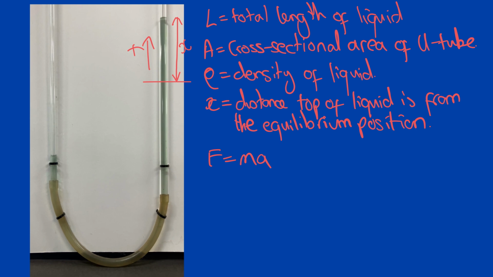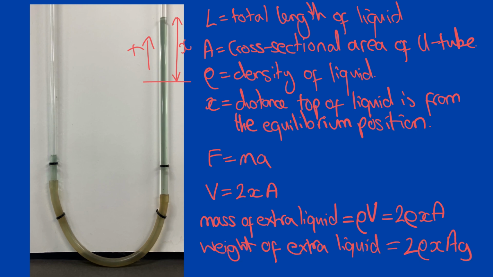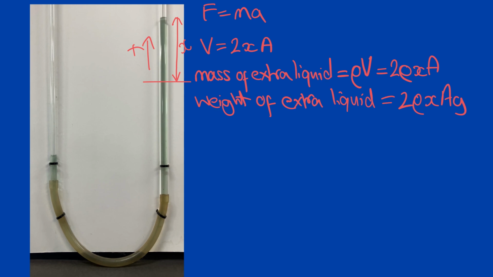The volume of this extra bit of liquid is going to be its cross-sectional area A times the length of this, which is going to be 2x. The mass of this extra bit of liquid will therefore be the density times its volume, and the volume I can just replace with the 2xA I just worked out to give 2ρxA. Finally, remembering that the weight is just the mass times the gravitational field strength, I can work out that the extra weight of the liquid is going to be 2ρxAg. I'm now going to move that up to give myself a little bit more space.